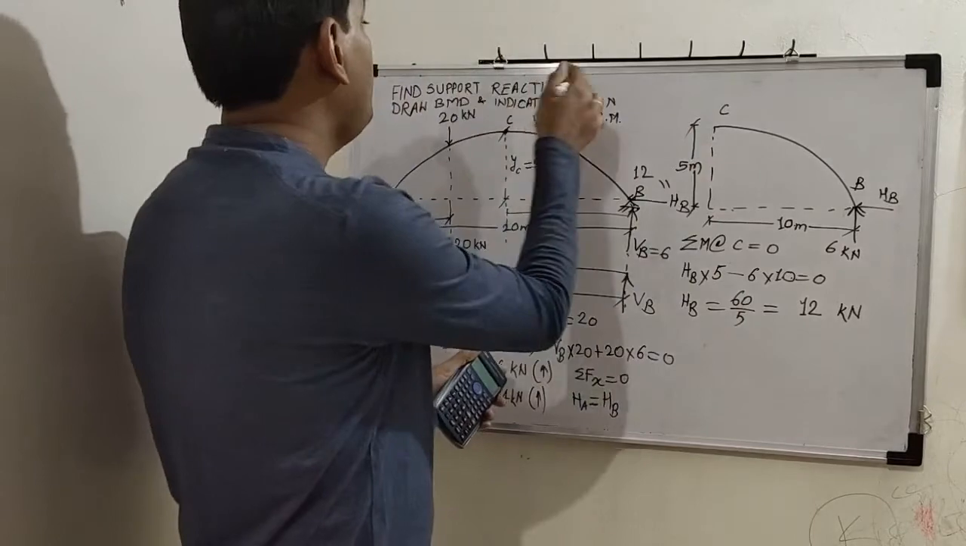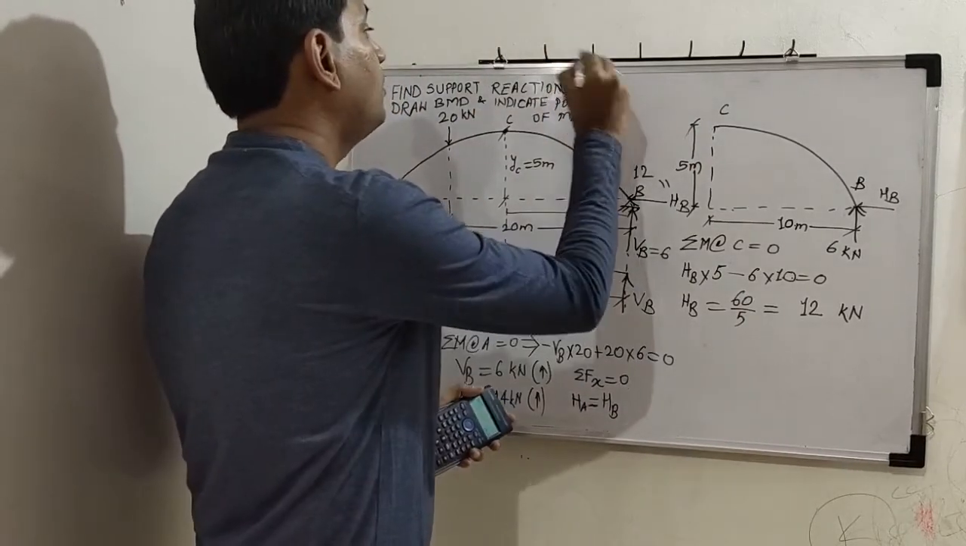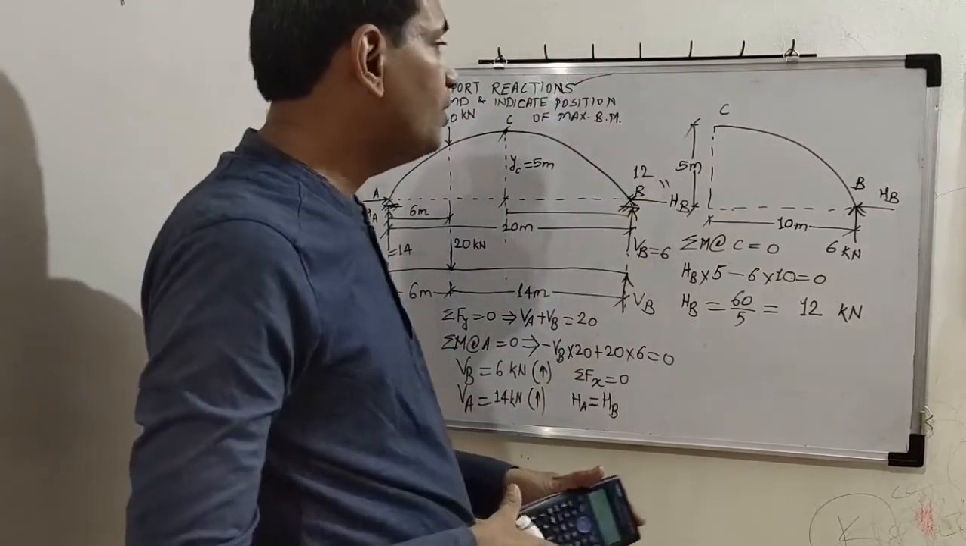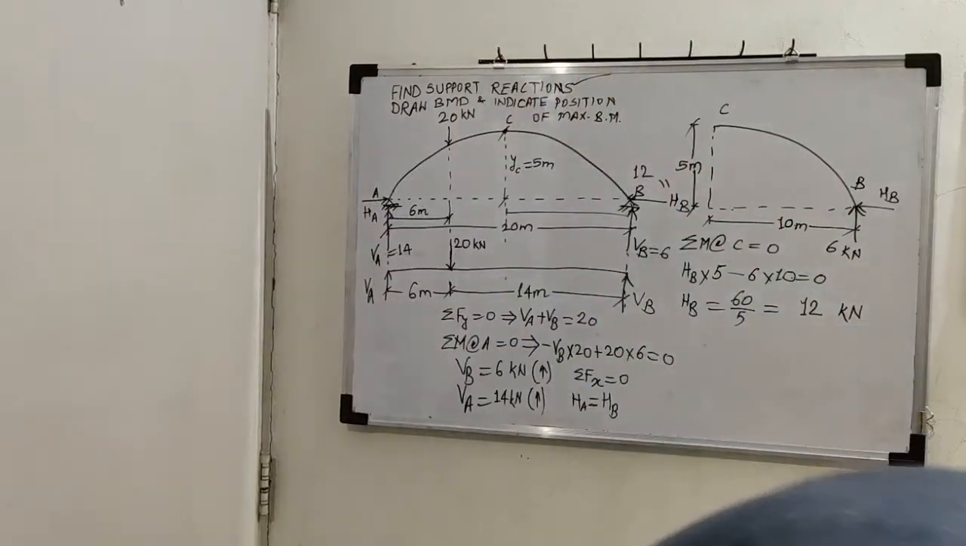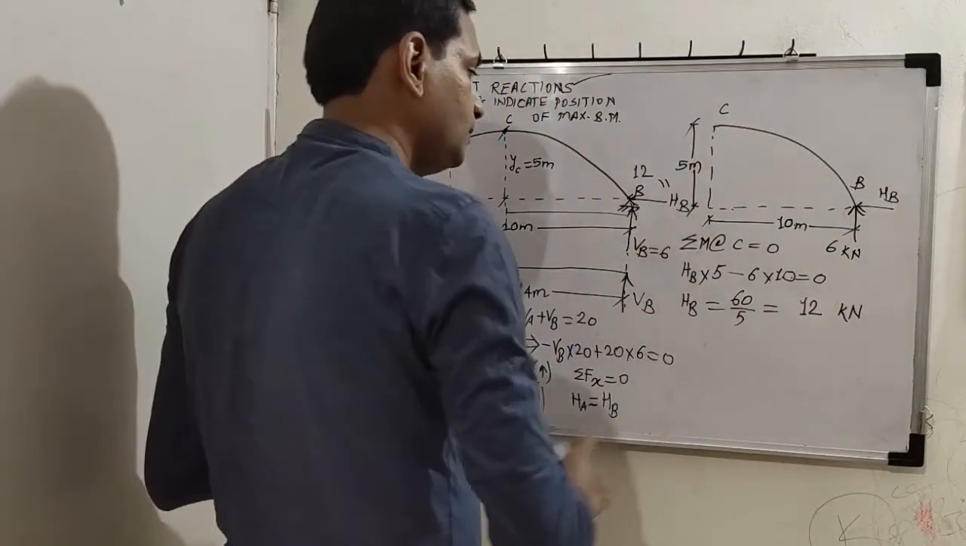So support reactions are over. First part is over. Now we have to draw BMD for this. Now I will rub this.